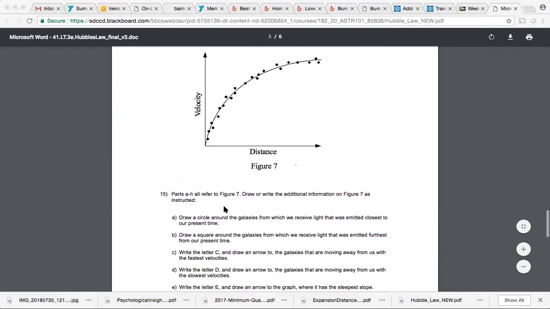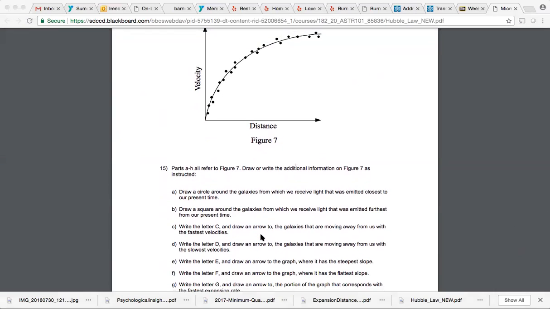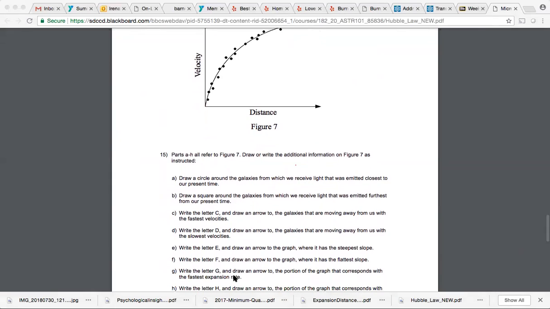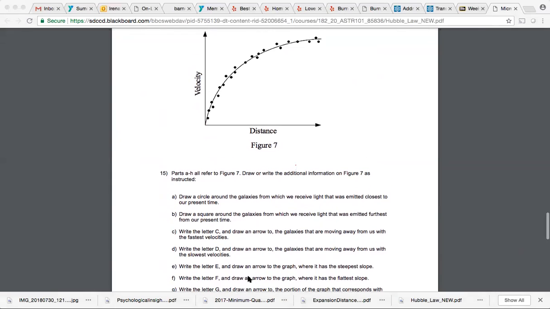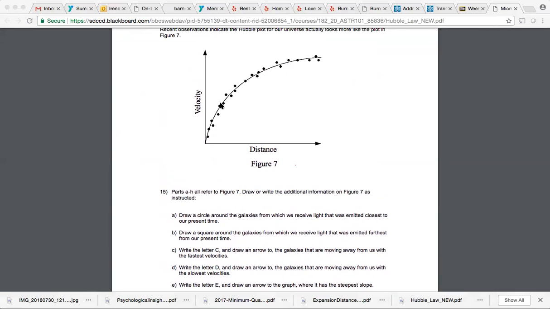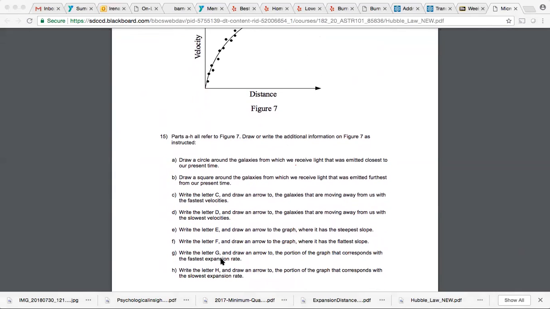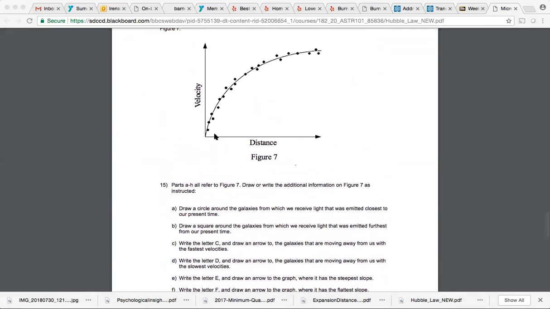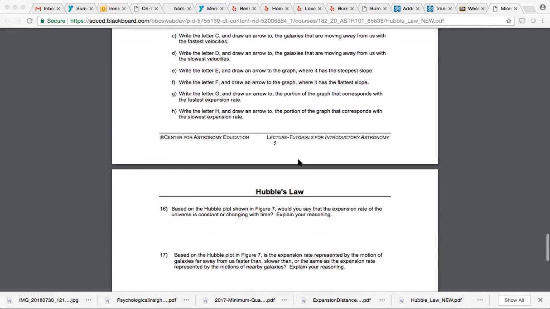F. So the flattest slope, we already said, is over here, earlier in time. Very good. Oh, that was F, sorry. Fastest expansion rate, we already said, is here, where the slope is steepest. And then this is the past or early universe, the flatter slope. Okay, very good. So this would be the fastest expansion rate, and this would be the slowest expansion rate. Okay, what else do we have here?